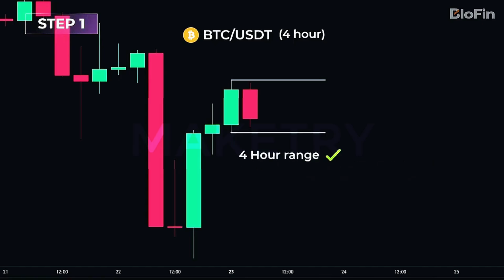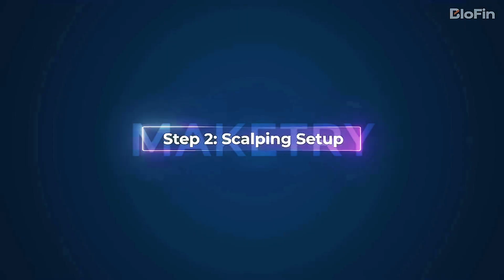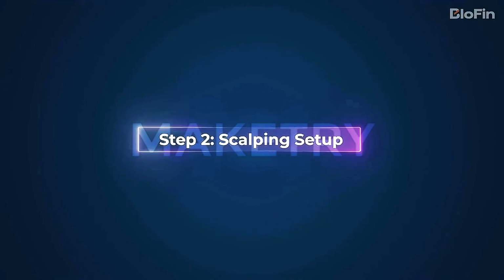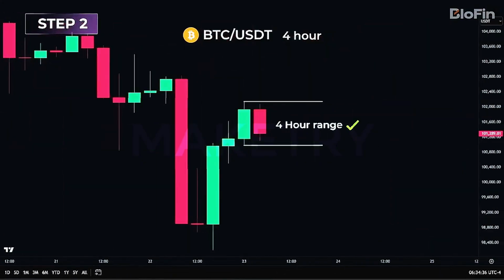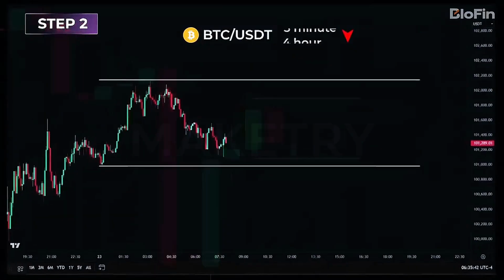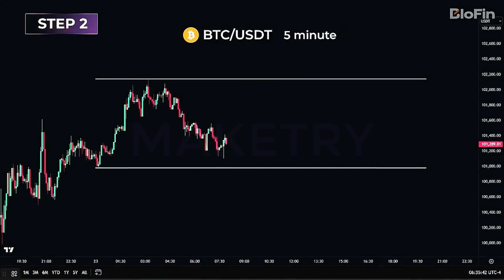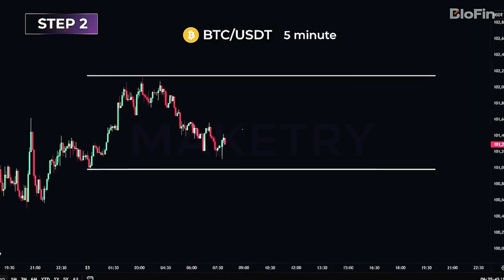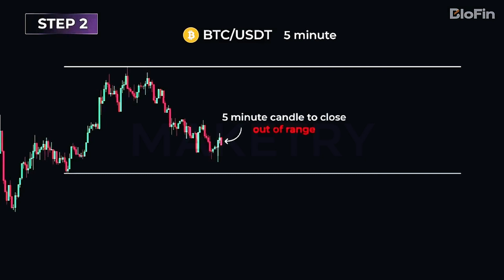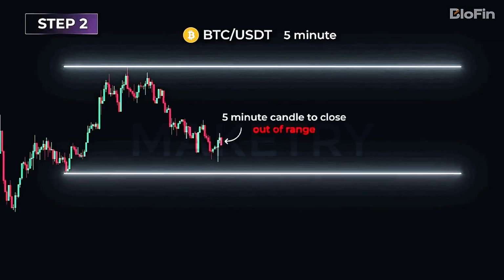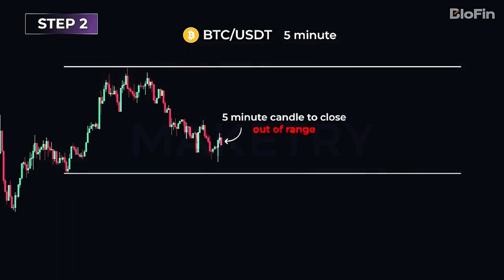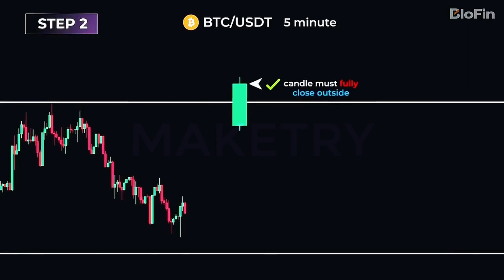So once the 4-hour range is identified, we move on to step 2, which is the scalping setup. Step 2. So after the 4-hour range is identified, we go down to the 5-minute time frame to look for scalp setups. So, the setup we're looking for is when the 5-minute candle closes outside of the range, either the range high or range low. But again, the key here is the candle must fully close outside, so wicks alone don't count.